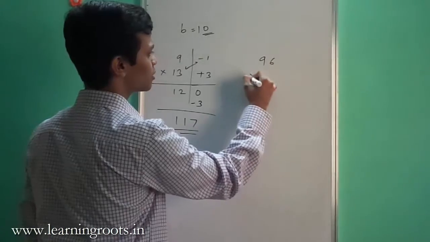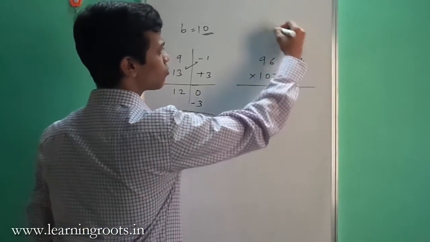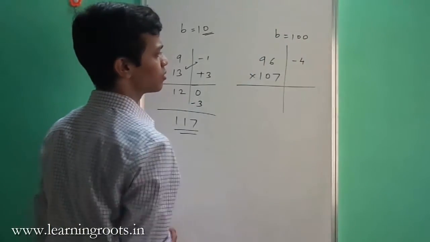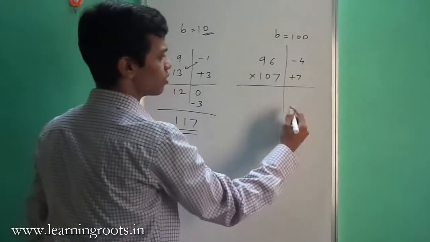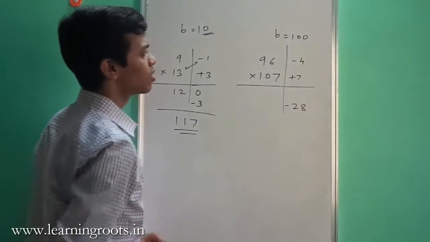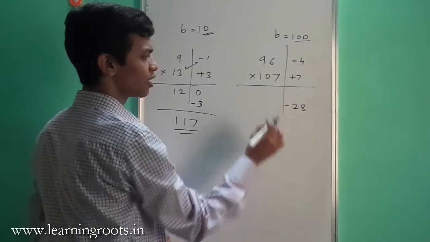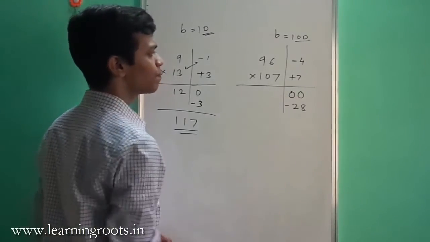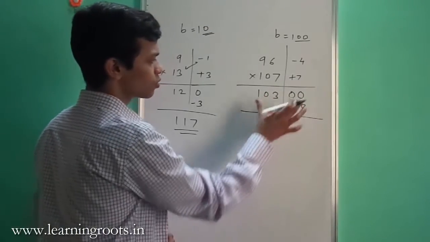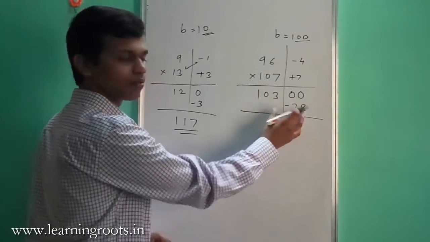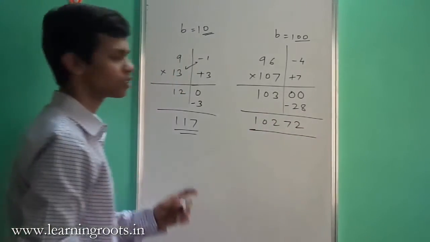Let's say 96 into 107. What is 96? Minus 4 if I compare it with 100 as base, and 107 is plus 7. So minus 4 into 7 is what? Minus 28. And your base is 100. So you can have two digits after partition, but you are getting a negative sign. So you put two zeros. 107 minus 4 is what? 103. So this is 10300 minus 28, which is nothing but 10272. So this is your answer.